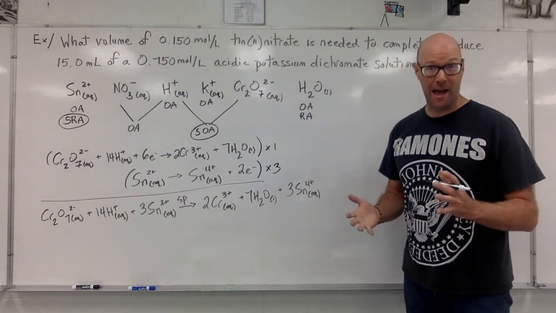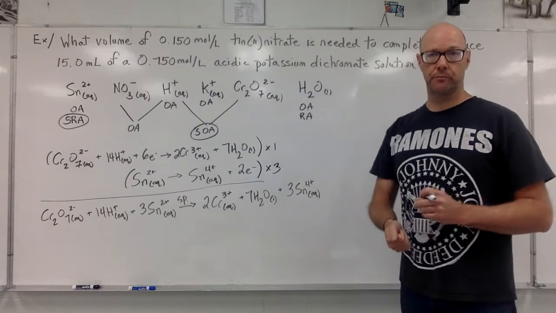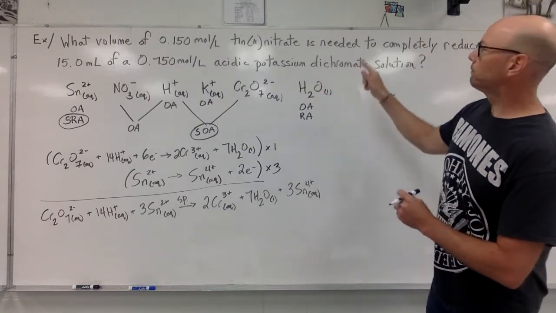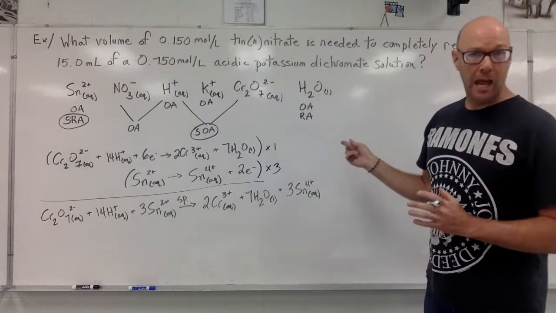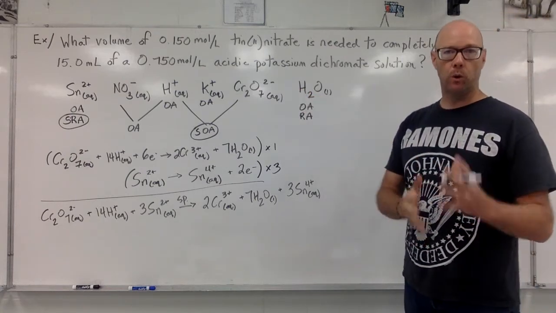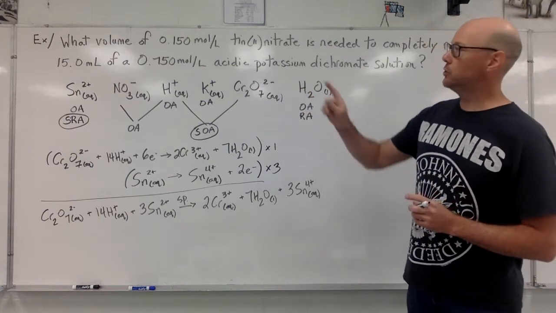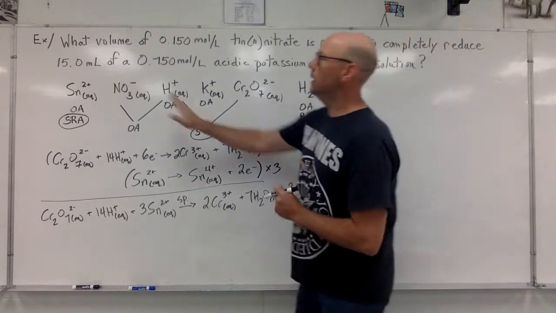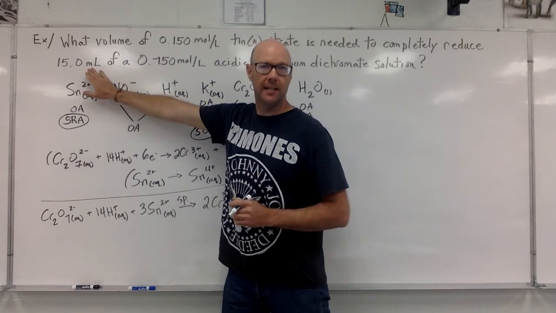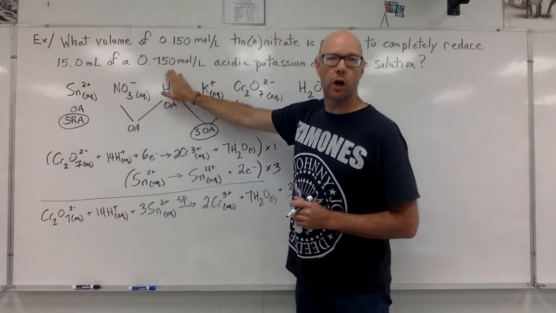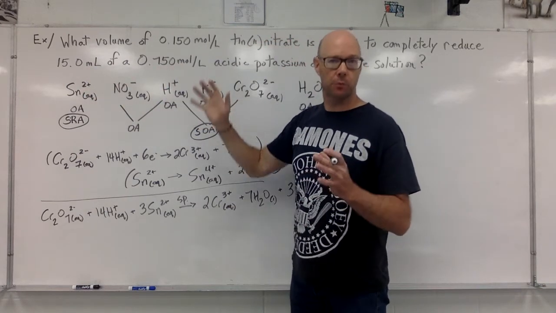Now we can move on to the math. Find the moles. We're not specifically told the moles. We don't have a mass to do mass over molar mass, so we're going to use concentration times volume. Here's a volume, 15 milliliters. We're going to have to convert that into liters. Here's our concentration. That's where we're going to start.